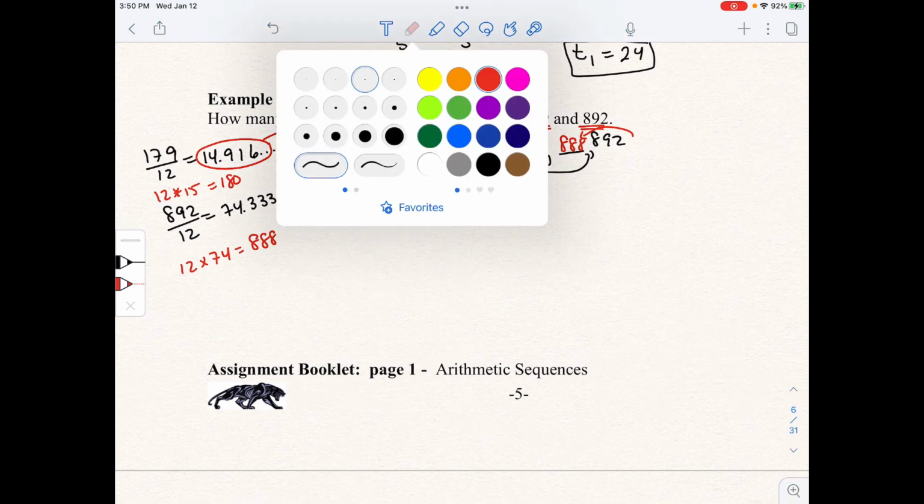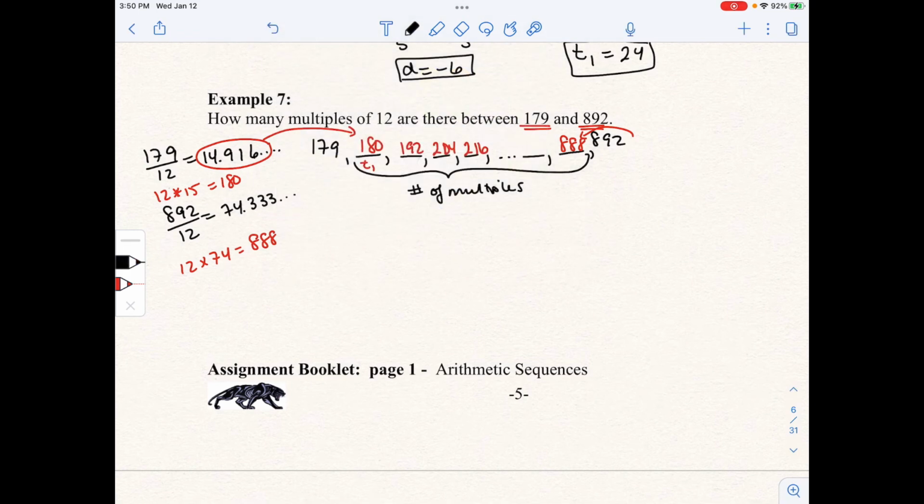Well, we know we've got this lovely little formula. What do we know here? We know our last term. We know what our last term is. We just don't know what term number it is. Okay, we know our first term, and we know our common difference, right? Our common difference, multiples of 12, our difference is 12. So I'm going to use our general term formula, T1 plus n minus 1 times d.